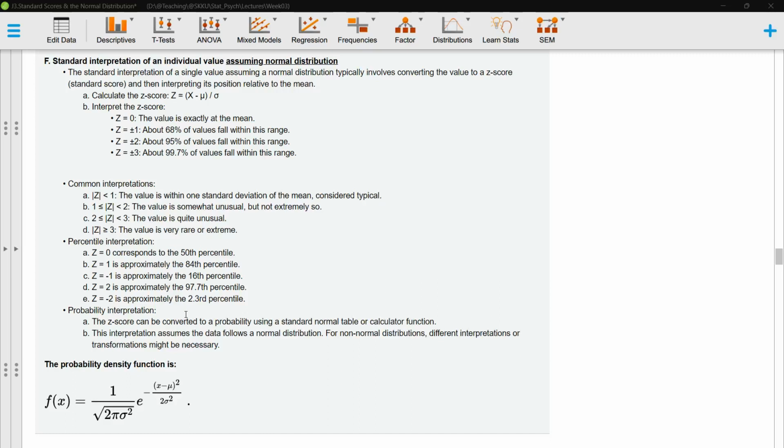In the same way, the z-scores can be converted to a probability using a standard normal table or calculator function. So we can have the probability interpretation for the z-scores. And this interpretation assumes the data follows a normal distribution. For non-normal distributions, different interpretations or transformations might be necessary, or we cannot use the same probability interpretation as the normal distribution.